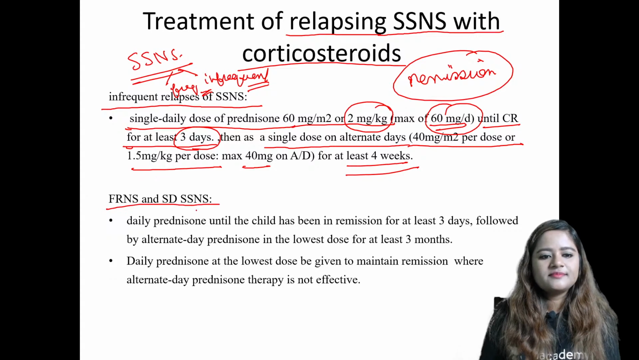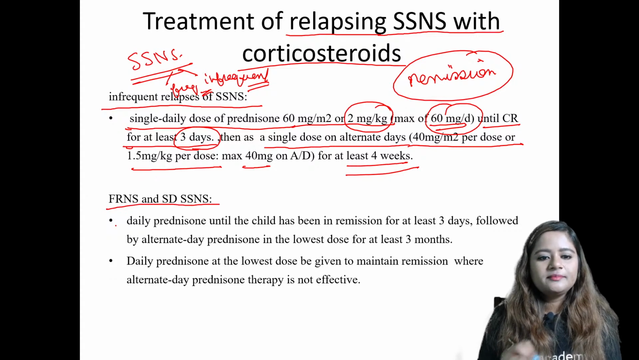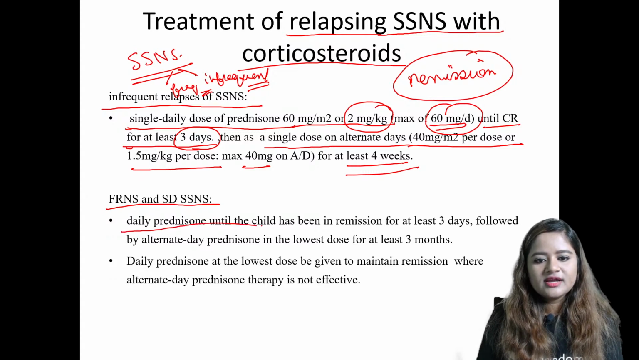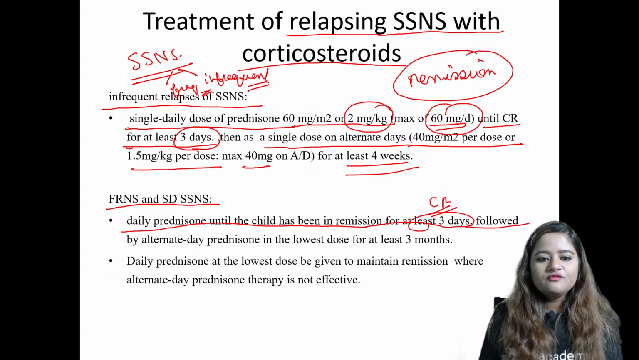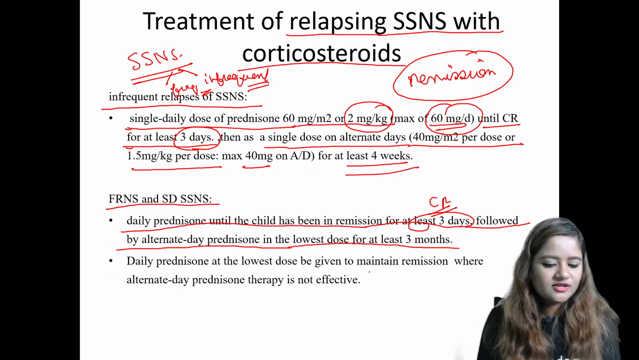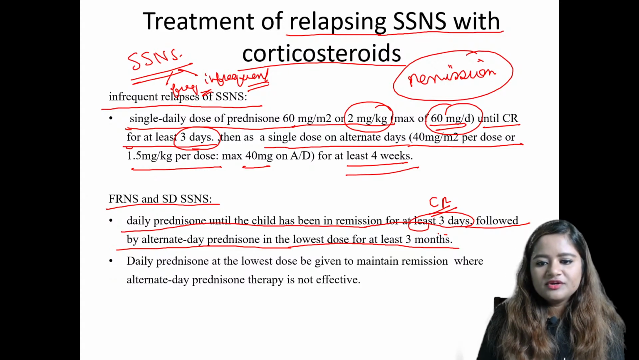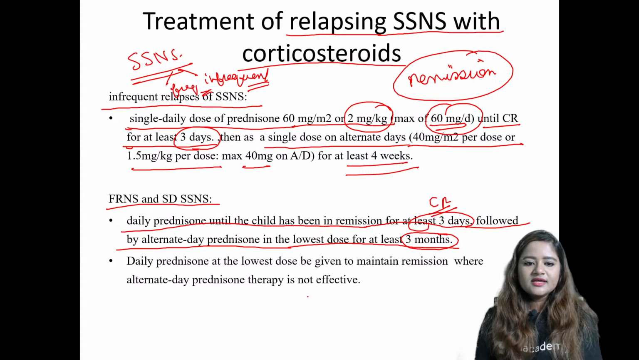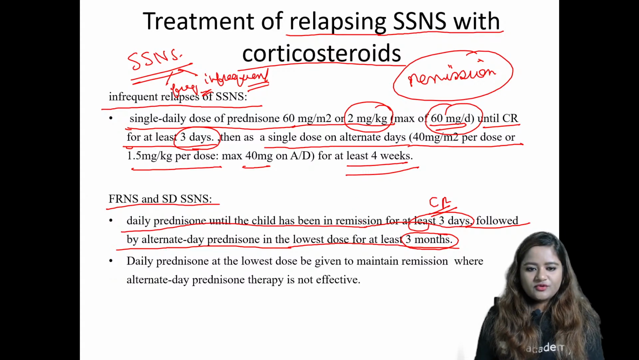Then we have frequent relapsing nephrotic syndrome and steroid dependent nephrotic syndrome. What do we do in this case? Now, if it is frequently relapsing, that means the child is dependent on steroid. So that means daily prednisolone until the child has been in remission for at least 3 days. That means complete remission is attained for 3 days, followed by the same alternate day steroid therapy in the lowest possible dose. We have to decide the lowest possible dose with tapering of the dose for at least 3 months duration. Okay? So that is for frequent relapsing nephrotic syndrome.